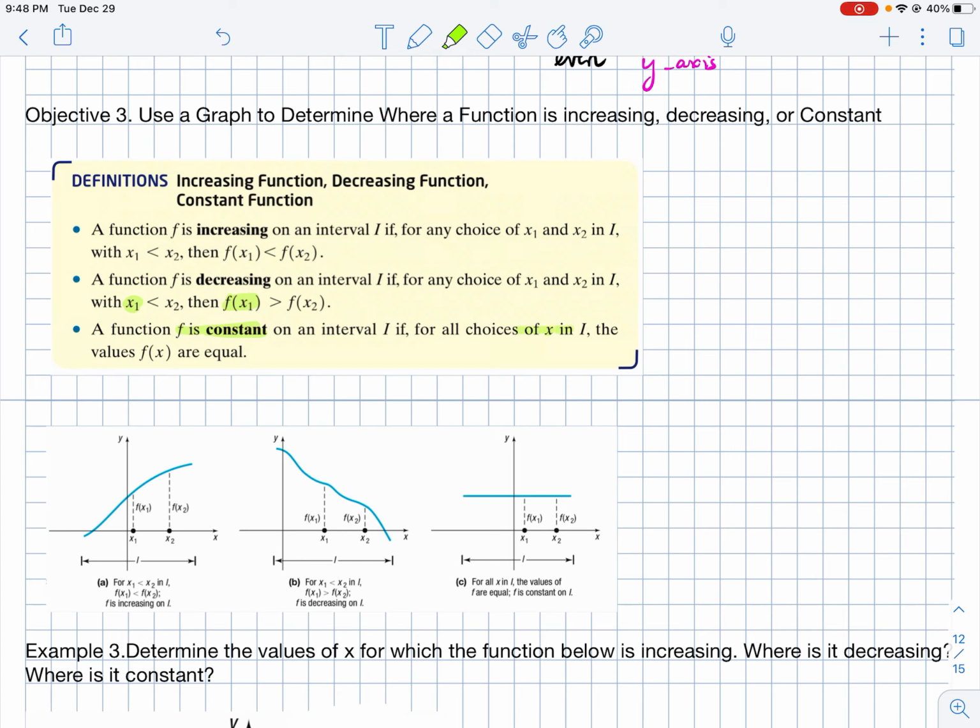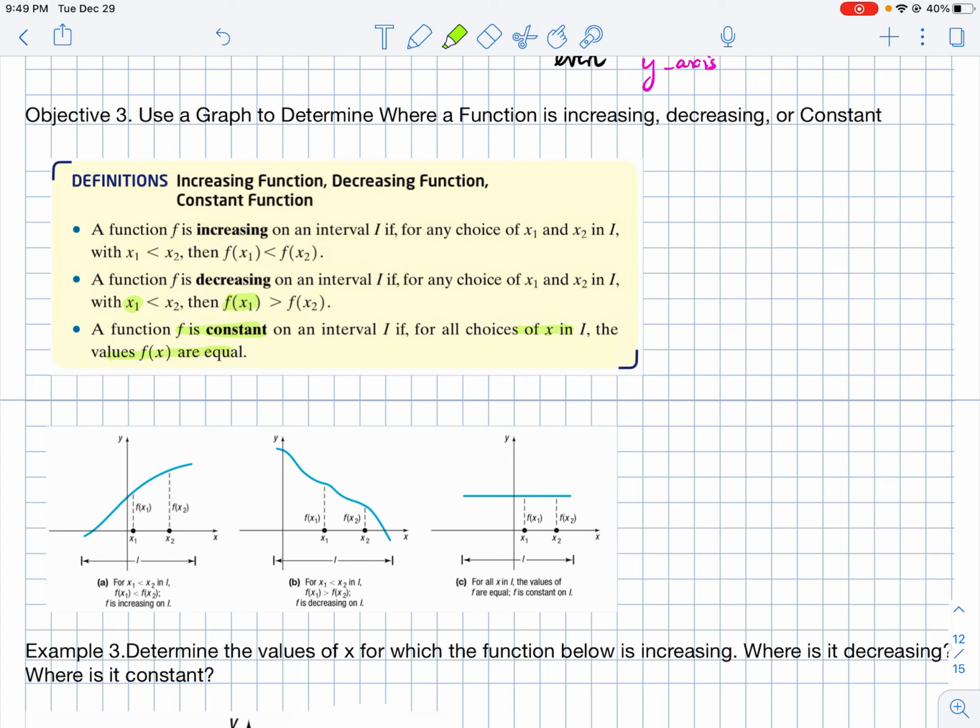And for the last case, f is constant. For any value of x you plug in, the function f gives the same output. So you conclude that the function f is constant. Now we look at the three graphs below.